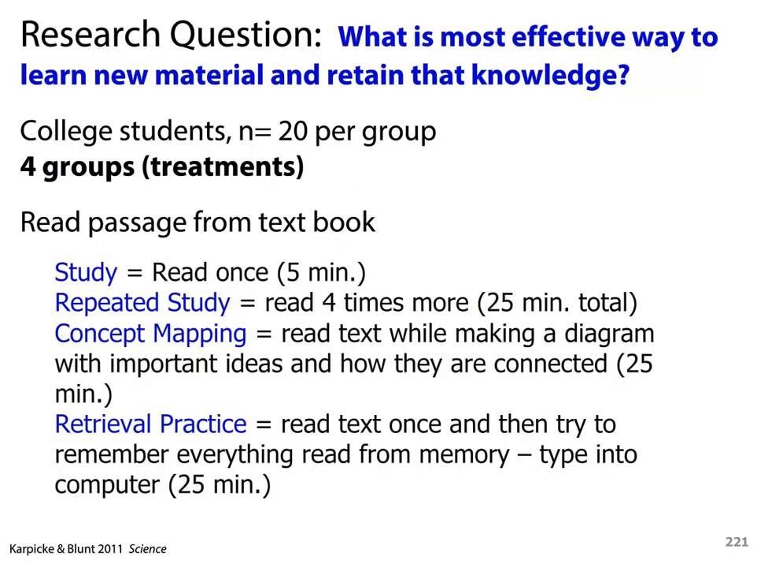Okay, then they were asked to read a passage from a textbook. They were asked to read it once, that's the study group. They were asked to read it 4 times or more, that's the second group. They were asked to concept map. Now, I'm not saying, by the way, that these things don't work, but the question was, what is the most effective way? And then the last treatment group was called retrieval practice. This means that they read it once and they try to remember everything from memory. Okay, then they type it in a computer, or my suggestion for this, by the way, is to pull out a blank piece of paper and write down everything you know about a concept. Okay, so be familiar with these 4 different ways. Study, repeated study, concept mapping, retrieval practice.